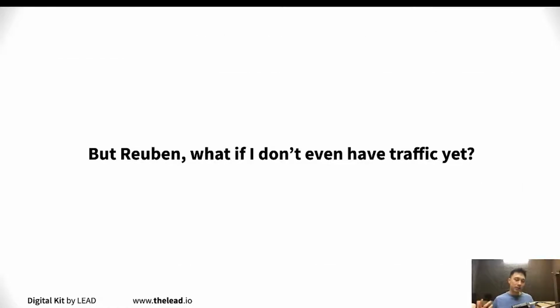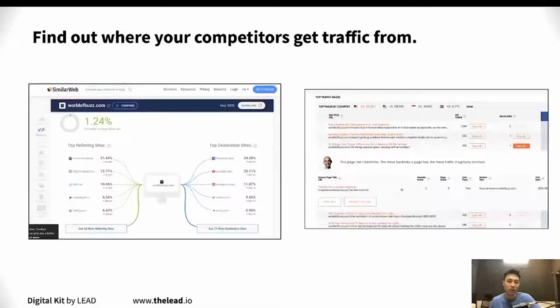Now, the next thing is, some of you might say, hey, Ruben, I just started off last week or yesterday or today. What if I don't even have traffic yet? What can I do? What can I get started with? So my answer to you is to use tools like SimilarWeb.com and also Ubersuggest.com to find out where your competitors get traffic from. So let's just say you're someone who's just starting off with your e-commerce site, and you're up against a few competitors that you know are doing really well, and you're wondering where they get their traffic from. So two tools that you can use today are SimilarWeb.com and also Ubersuggest.